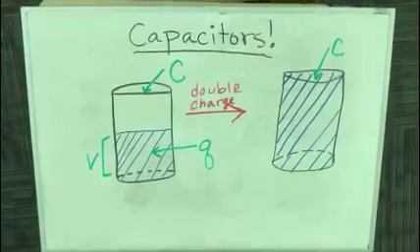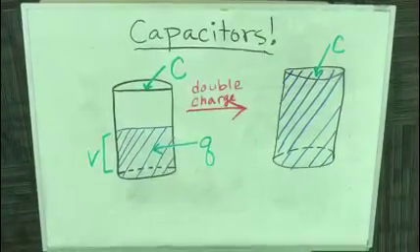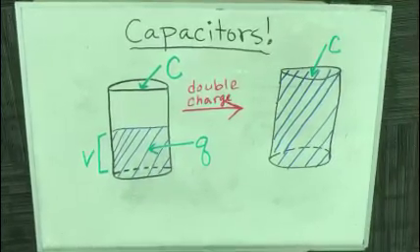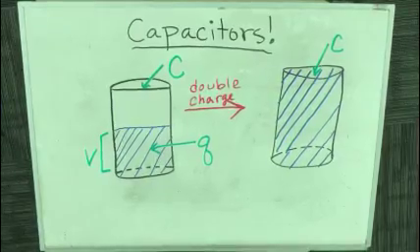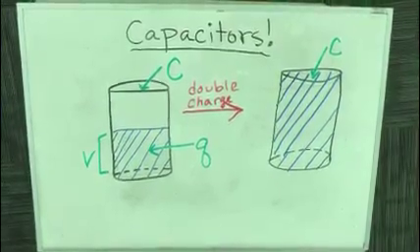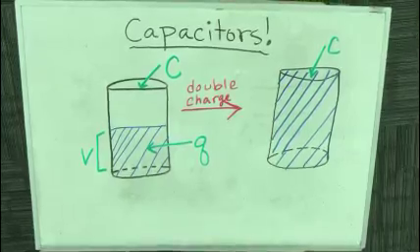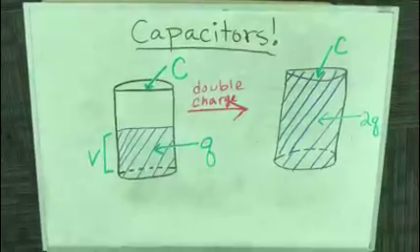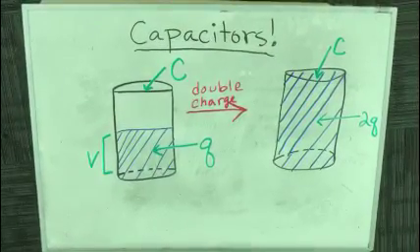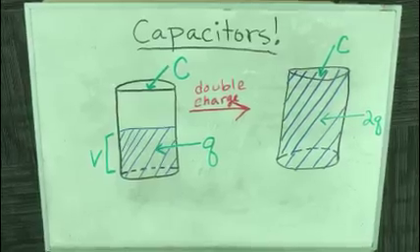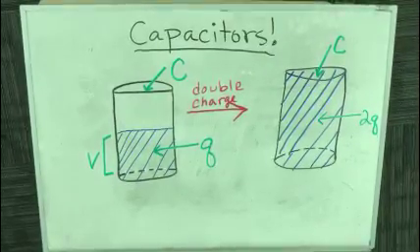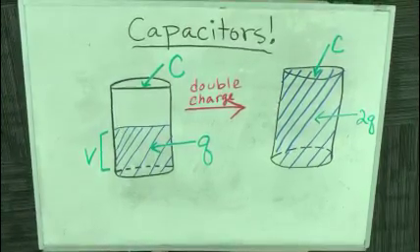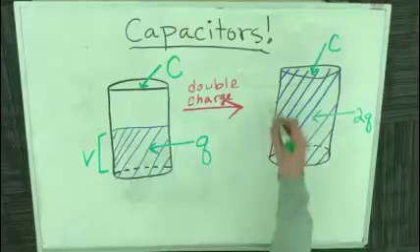However, another thing you may notice is that there's more water in the bucket. In fact, there's double, because we're doubling the charge. This means that the charge on the capacitor, or the water in the bucket, is now equal to 2Q. And finally, the voltage, or the height of the water in the bucket, is double the height that it was previously, and thus the voltage is double the previous voltage.